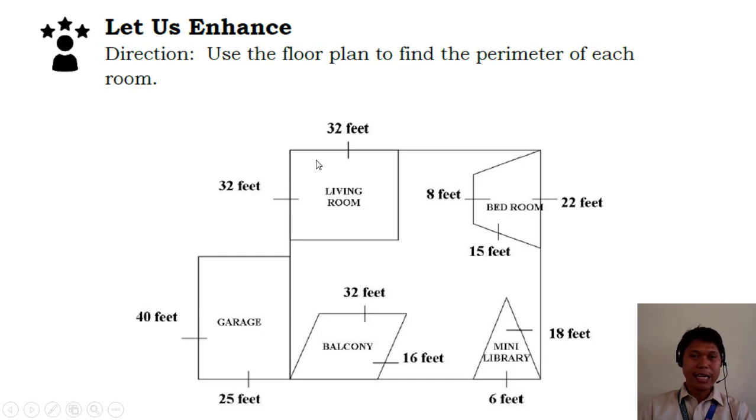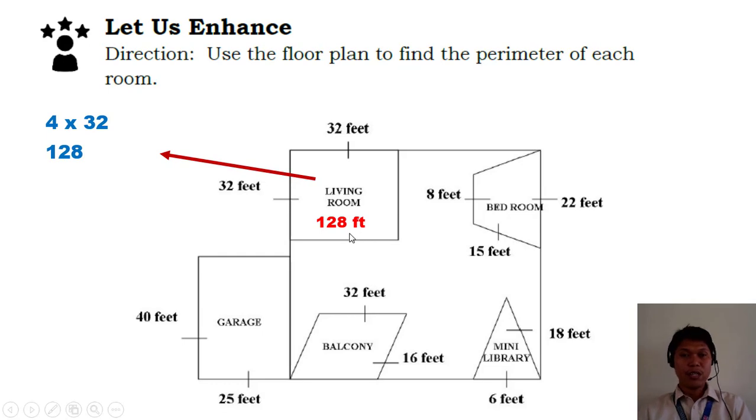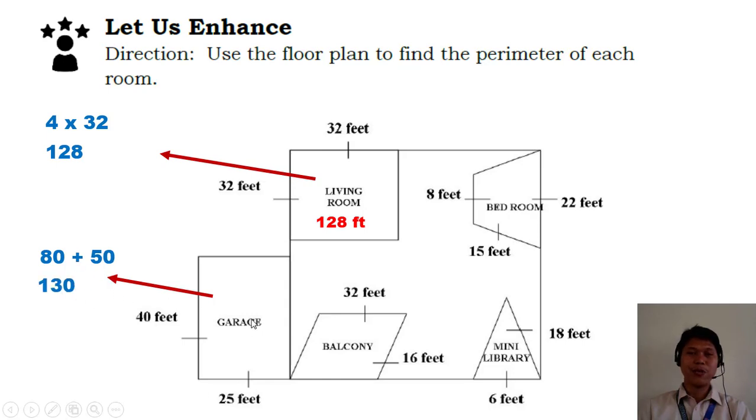So let's start with the living room. So the living room is a square. This is 32 feet by 32 feet square. So 4 times 32, because this is 32 and this is 32. 4 times 32 is equal to 128. Then, therefore, the perimeter of this living room is 128 feet. Let's go to the garage. 40 times 2 is 80, and 25 times 2 is 50, and 80 plus 50 is equal to 138, and that's our perimeter.